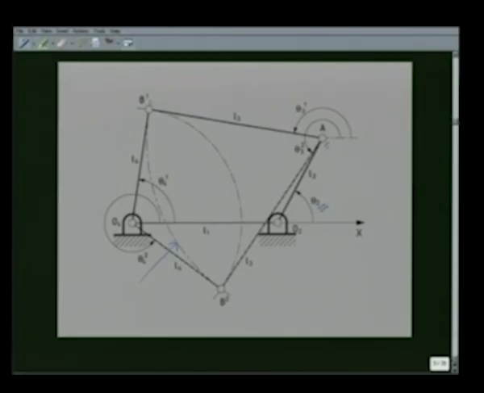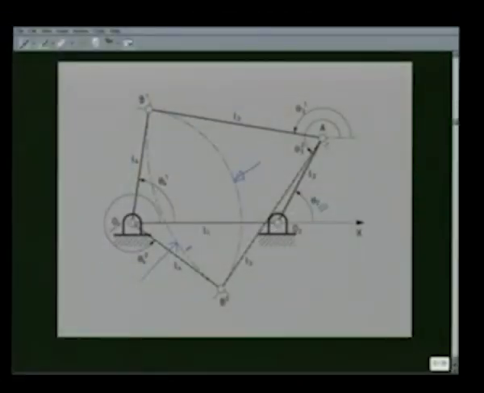So, the point B must lie on this circle. Similarly, if I draw a circular arc with O4 as center and L4 as radius, we get another circle, that is this circle. So, the B must lie on this circle if I come from O4, and B must lie on this circle if I come from A. These two circles, as I said, in general will intersect at 2 points, namely here B1 and B2.